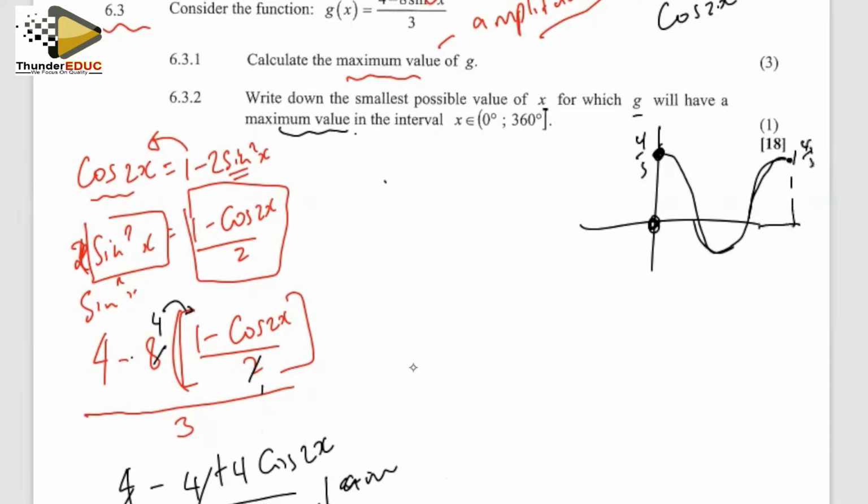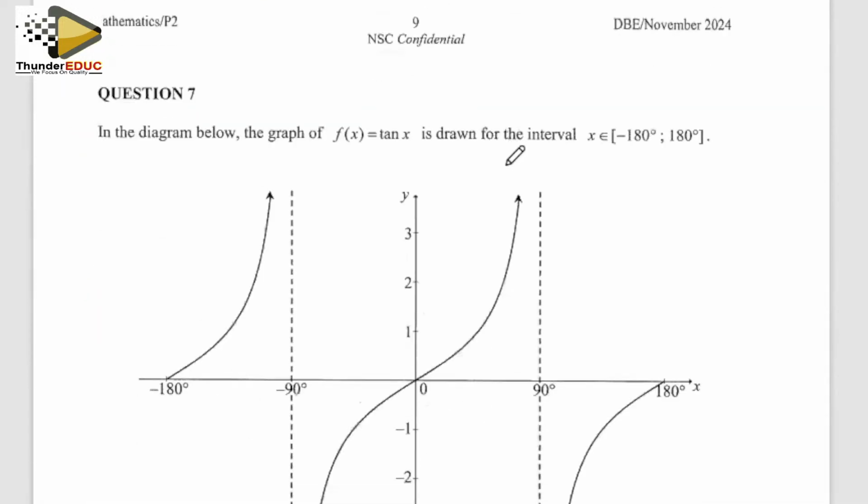But remember, they're asking for the smallest possible value of x. So at this point, x is 0. This should be maybe 90. This should be probably 180. And so we need the smallest. So x is going to be 0 degrees. All right, so that is question number 6.